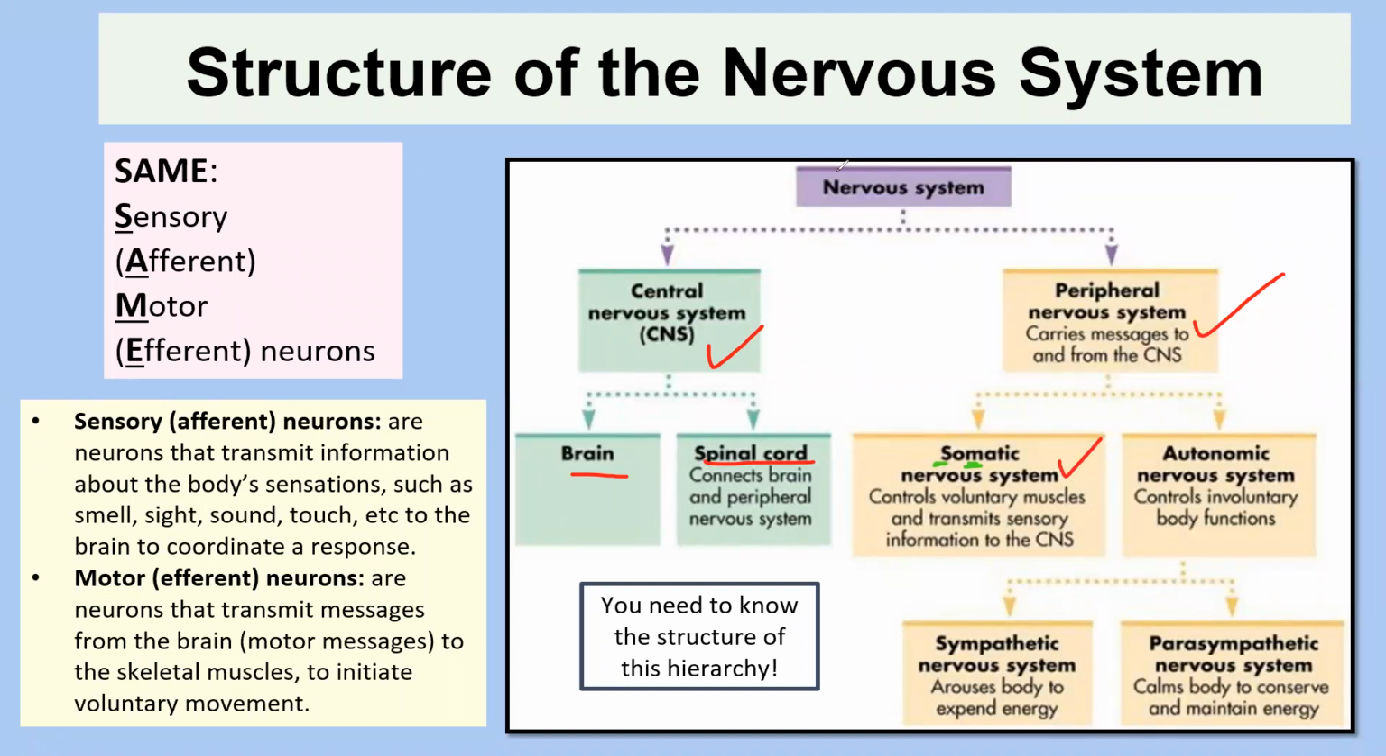What we're doing today is we're going to look at the rest of the divisions of the peripheral nervous system, including what the autonomic nervous system is, as well as the two subdivisions or branches of the autonomic nervous system, which are the sympathetic and the parasympathetic. So that's what we're going to be going through today. Let's define what the autonomic nervous system is, and then we'll define what the sympathetic nervous system is.